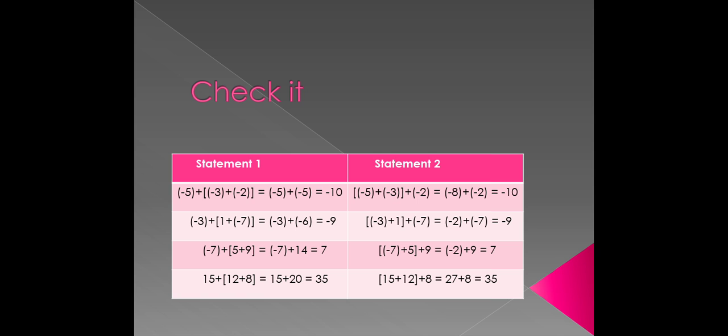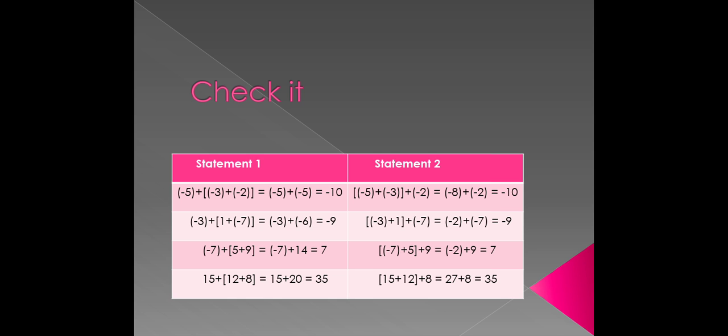-3 + (1 + -7), and in the second statement we have changed the order of the bracket: (-3 + 1) + -7. So again in both the statements we get the same result, followed by the others. -7 + (5 + 9), which is 7, and (-7 + 5) + 9, which is again 7. And the last one, 15 + (12 + 8) equals 35. Again (15 + 12) + 8 equals 35.